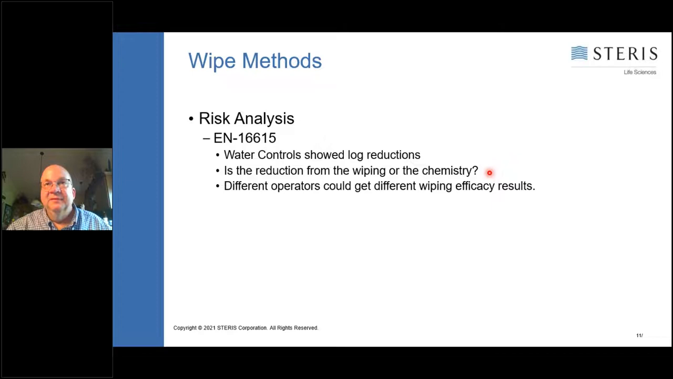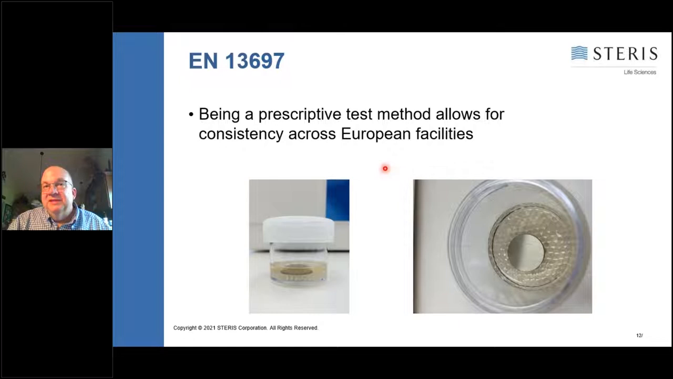So one of the big methods out there that's utilized a lot in our industry is the European coupon method, and that is the EN 13697. So as you can see here, it uses the little 2 centimeter coupon in the testing. You would inoculate it, and then the inoculated side goes face down in this plastic container. And you see we have glass beads on the bottom of the container.